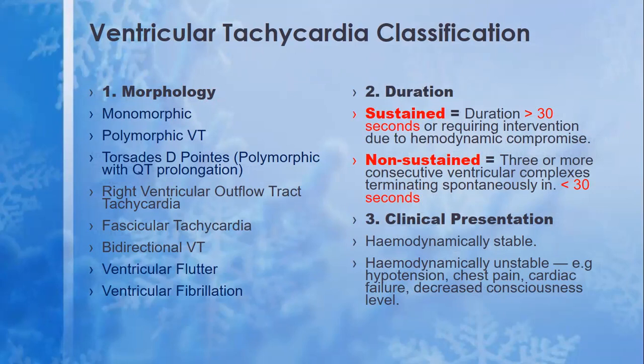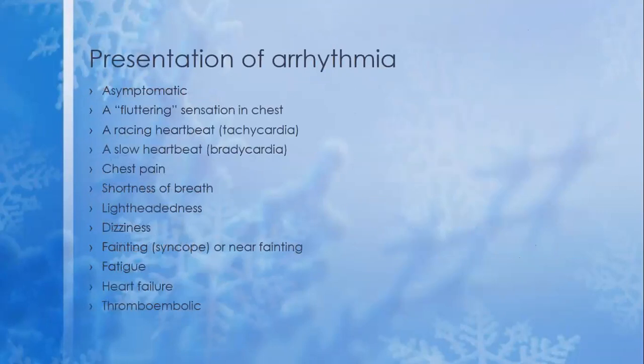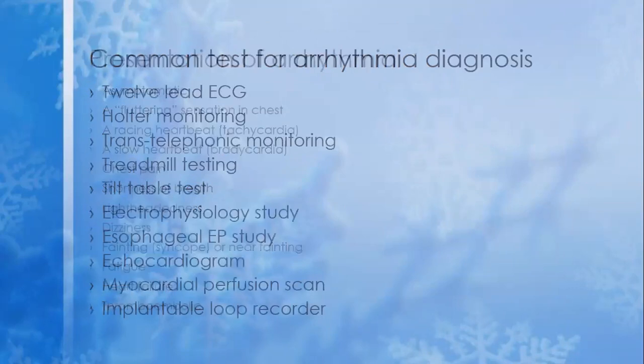Clinical presentation, the hemodynamic effect may be stable. The patient may be hemodynamically stable, or the patient may be hemodynamically unstable, like presenting with hypotension, chest pain, cardiac failure, or decreased consciousness level. Presentation of the arrhythmia varies. It may be asymptomatic. A fluttering sensation in the chest may be present. A racing heartbeat, that is tachycardia, a slow heartbeat or bradycardia. Chest pain may be present, shortness of breath, lightheadedness, dizziness, fainting, syncope or near syncope, near fainting, fatigue, heart failure, thromboembolic manifestation may be there.